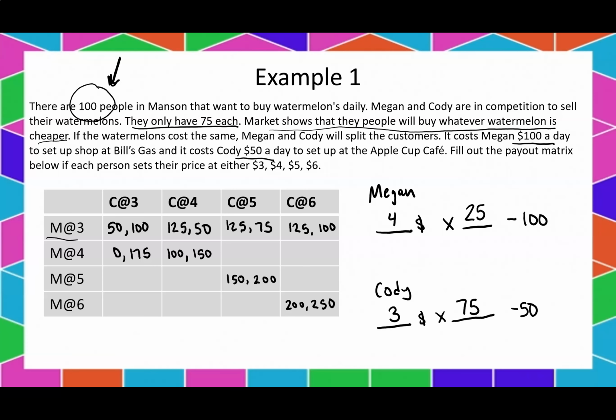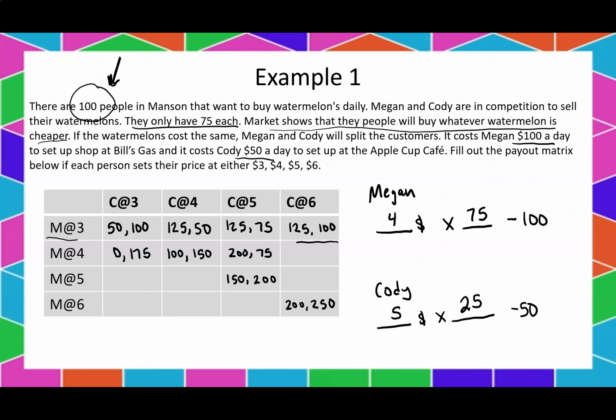All right, next one, let's take a look at this. Here, Megan's at 4 and Cody's now at 5. Well, who's cheaper? Megan's cheaper, so now she's going to go to 75 customers, and then Cody gets the remaining 25 because Megan runs out after 75 watermelons. And that's going to give me 200 for Megan and 75 for Cody.